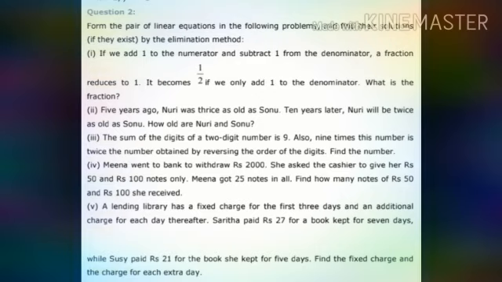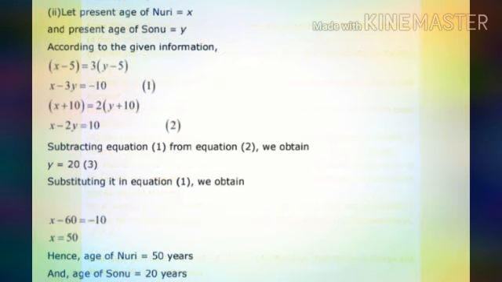So first of all we will consider the present age of Noori as x and the present age of Sonu as y. See this solution. According to the given information, 5 years ago, if the present age of Noori is x, it will be x minus 5. Same for Sonu, it will be y minus 5. So it is thrice. According to the question, 5 years ago the age of Noori is 3 times the age of Sonu.